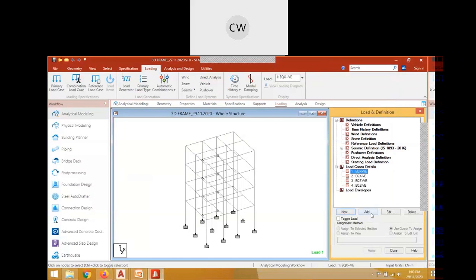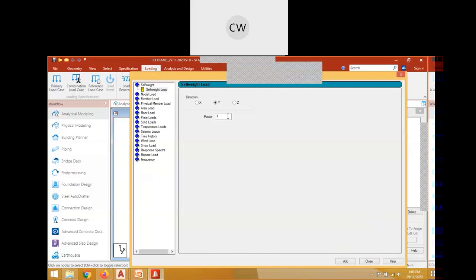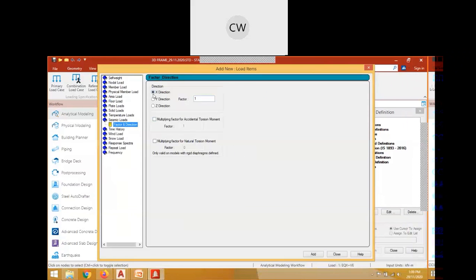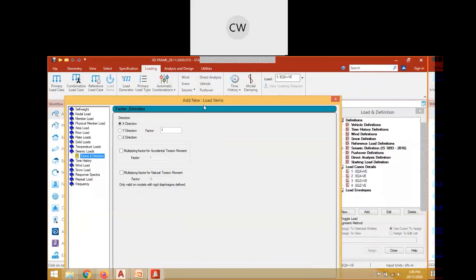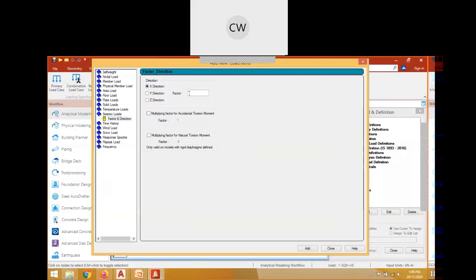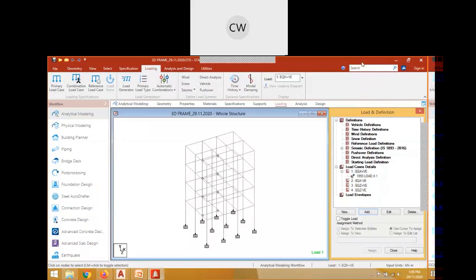So now I will click on this particular load case and then say add. Now I am going to add the load here. Seismic load. Now here you need to go to the seismic loads, and then you have to put the direction only. Now it is in the X direction, EQX case. It is EQX case positive, so it is positive 1 factor. Say direction seismic load with factor 1 and say add. That's it. So here this 1893 load is automatically created.